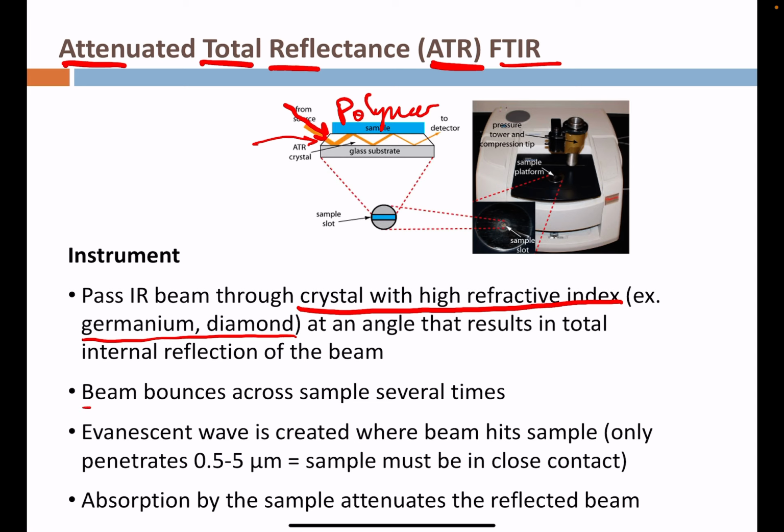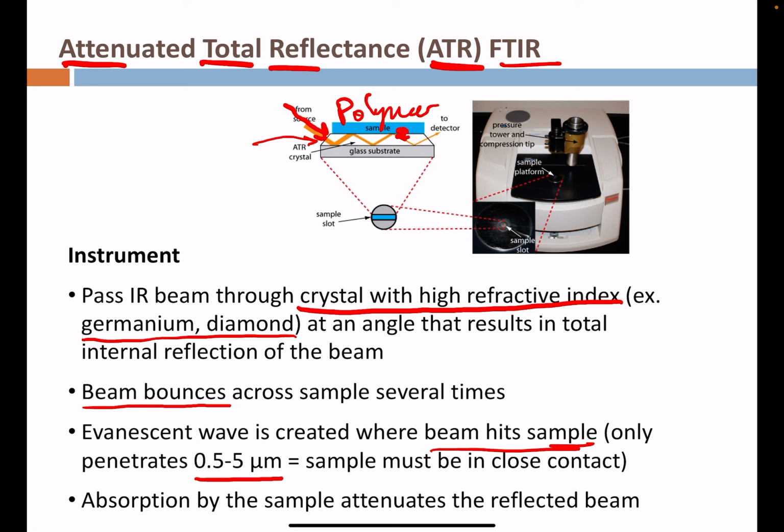What's important is that at each beam bounce location, we have an opportunity to interact with the sample and have absorption of photons via vibrational modes that are triggered in that sample. At each of these contact points of the beam with the sample, an evanescent wave is created where the beam is interacting with that sample. This evanescent wave penetrates about 0.5 to 5 micrometers into the sample. So we do acquire some depth information of the material, but we must have good intimate contact between the sample and that germanium or diamond window.